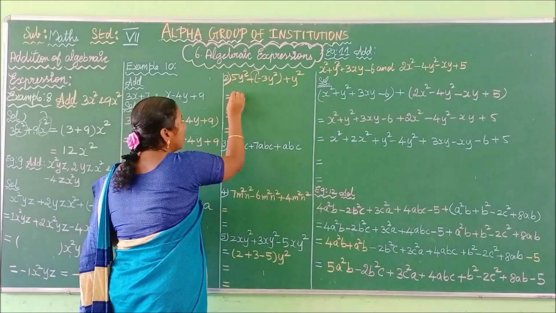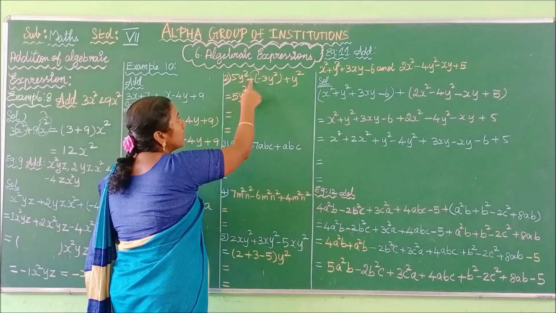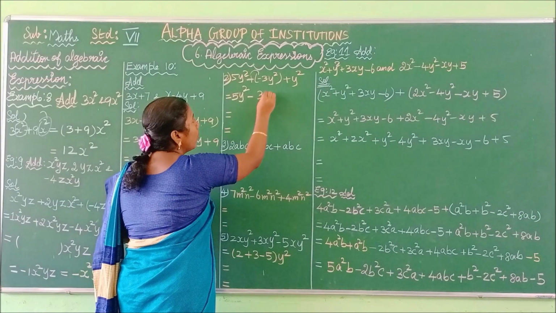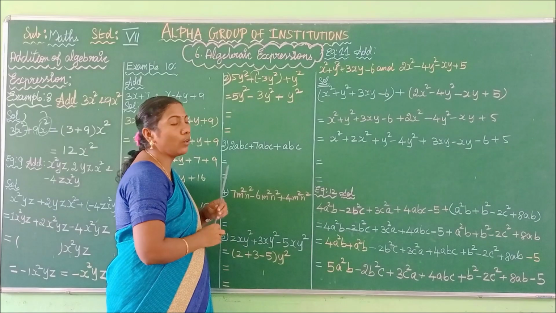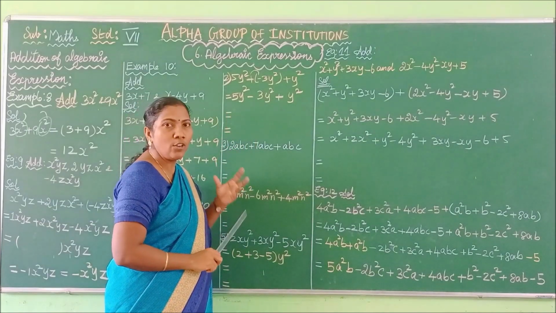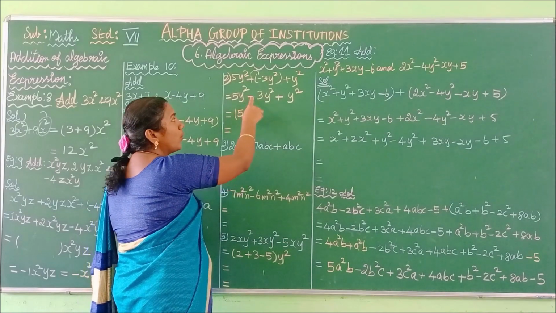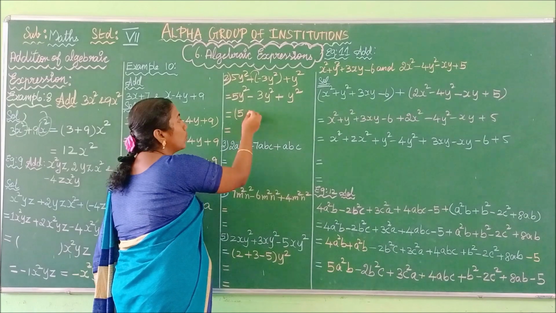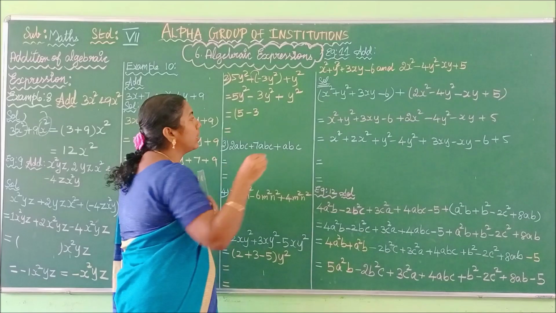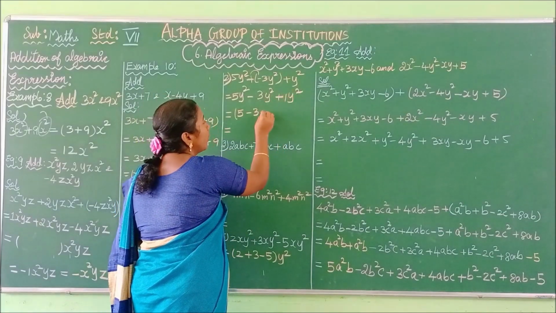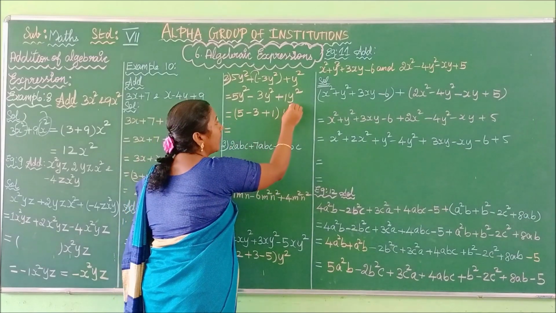First write the first term, 5y square, plus into minus 3y square, plus write the next term, y square. Okay, now we are going to add these terms by adding their numerical coefficients. What is the first coefficient? 5. Here you have to write the coefficient along with its symbol. So minus 3. See here, plus y square. So it is understood, what is the numerical coefficient here? 1. So you have to write plus 1.